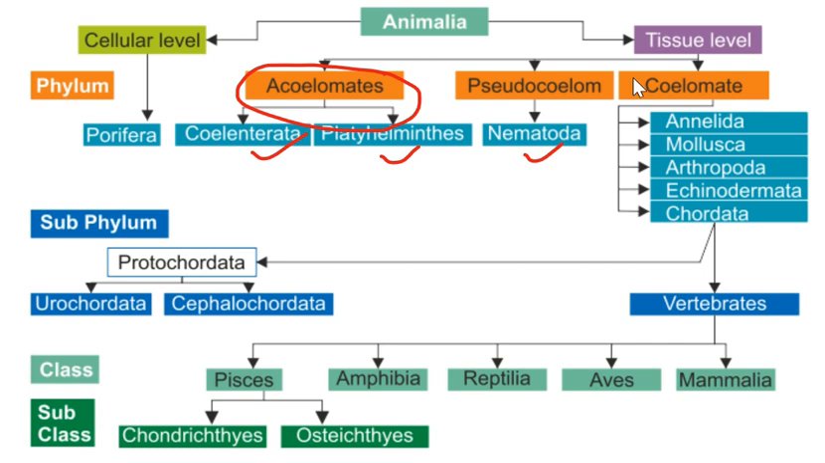So these acoelomate, pseudocoelomate and the coelomate, these three parts we have placed under the tissue level. Acoelomate means no body cavity or coelom. Pseudocoelomate means they have a body cavity, but that body cavity is a false body cavity, so it is known as pseudocoelom. Pseudo means false. And coelomate means they have a true body cavity or the coelom.